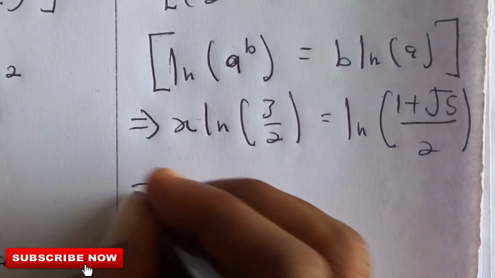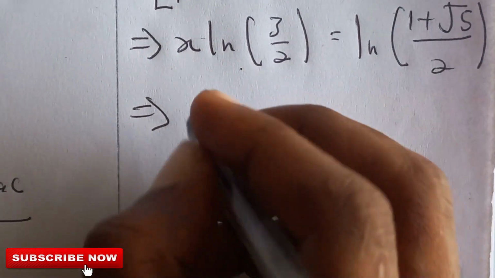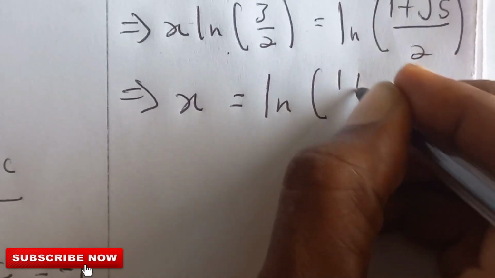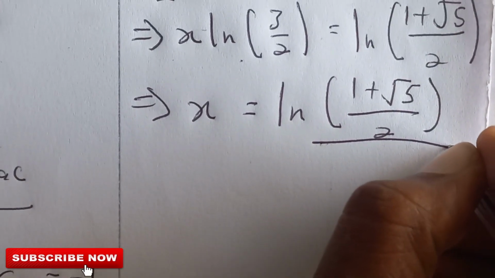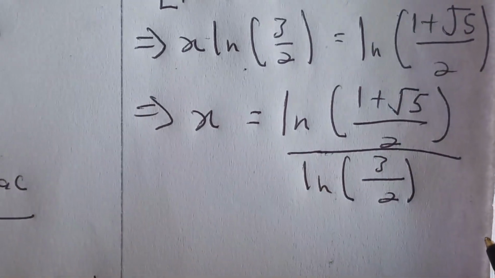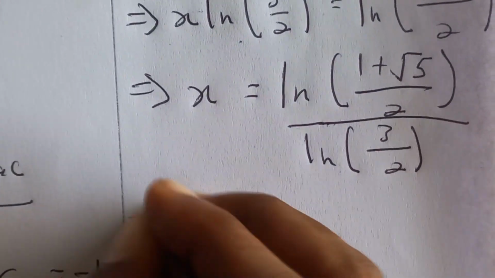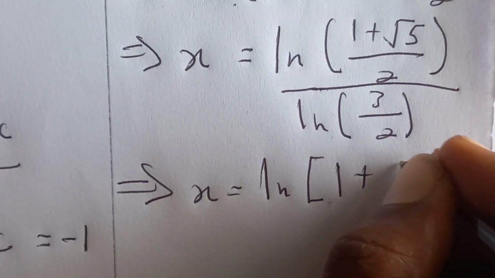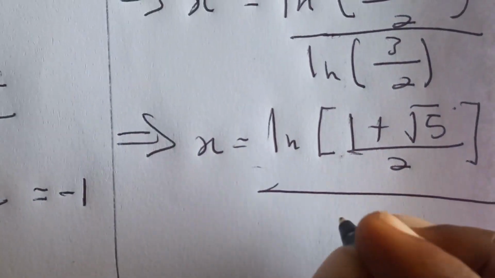So for our x, we divide both sides by ln 3 on 2. So we are going to make x the subject. We are going to get x is equal to ln (1 plus root 5 on 2) all over ln (3 on 2). Okay, so this is our answer for the question. So our x, the final answer, is equal to ln (1 plus root 5 on 2) all over ln (3 on 2).